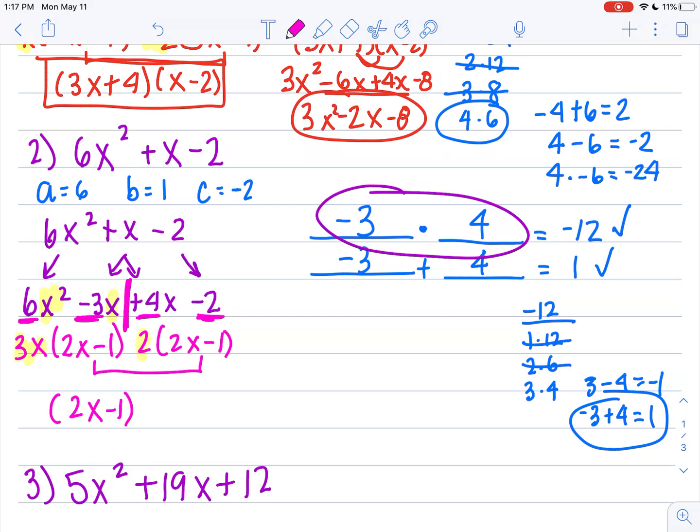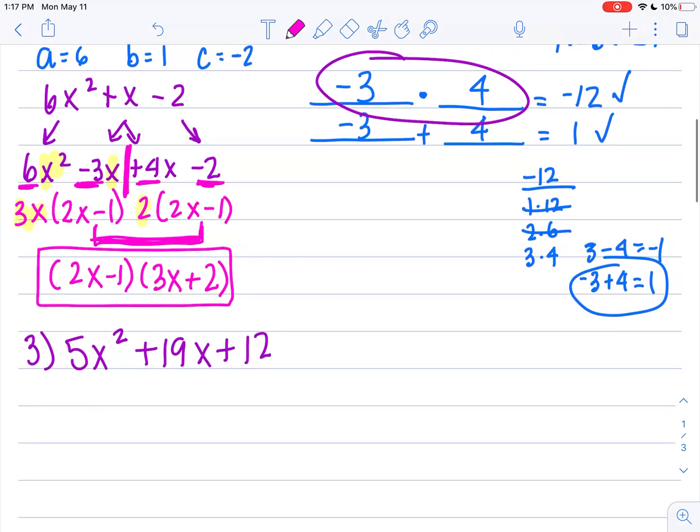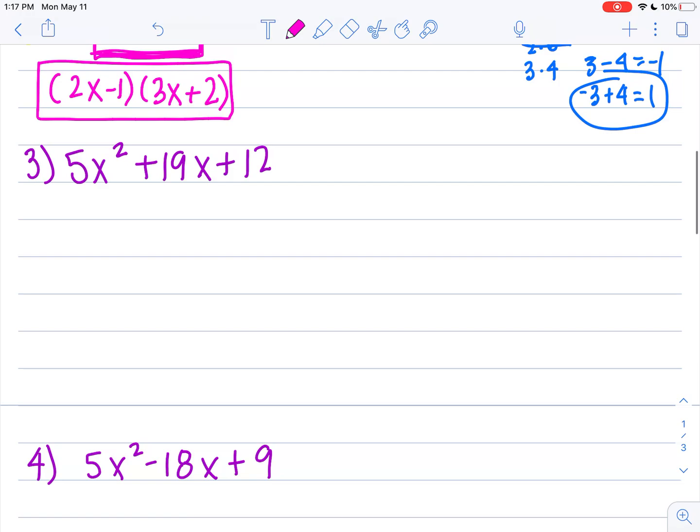The next two pieces are whatever we have as leftovers, which is a 3x and a 2. Whatever our GCF pieces were, that goes in a parenthesis with each other. And that's your final answer. Again, you can FOIL to check. But like I said, if these two match, you did it right. It would be very unlikely for you to have done it wrong if those two matched. All right. We have 2 more.